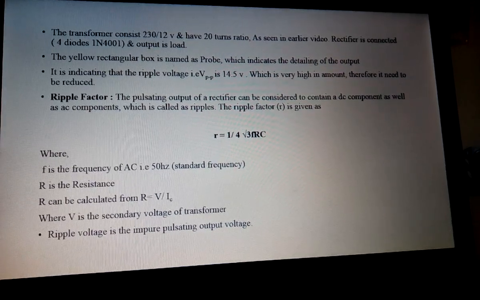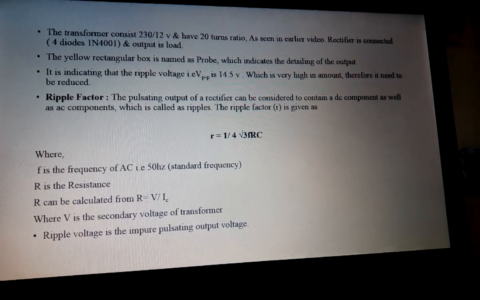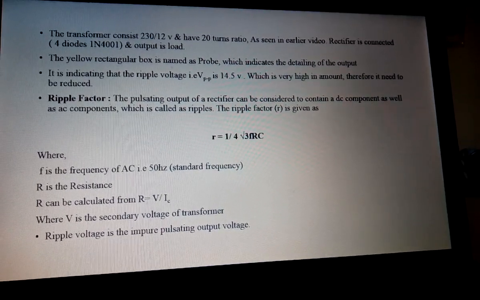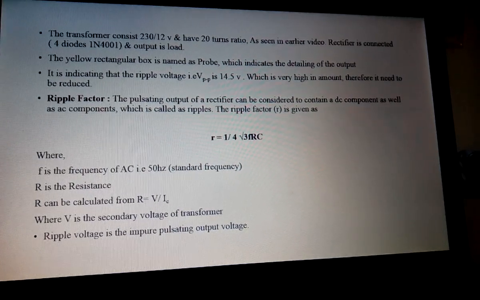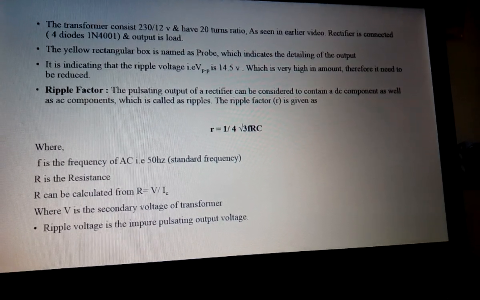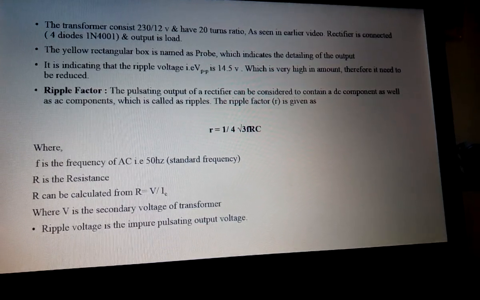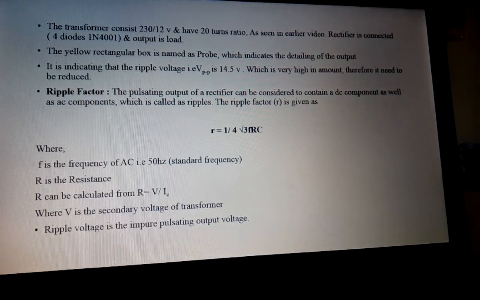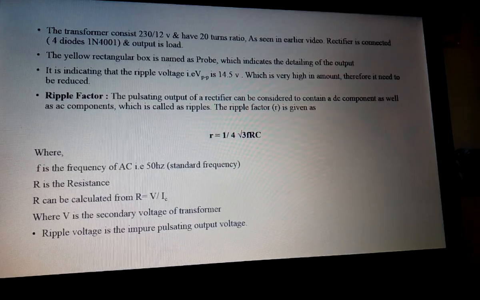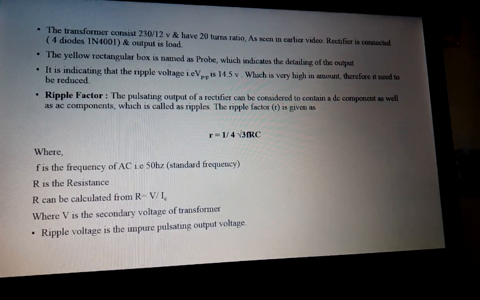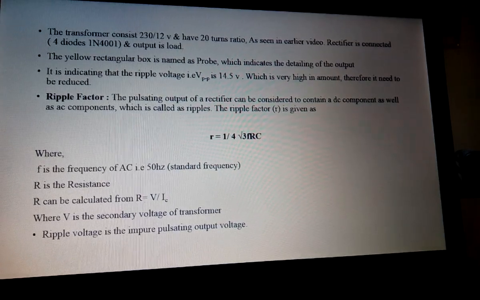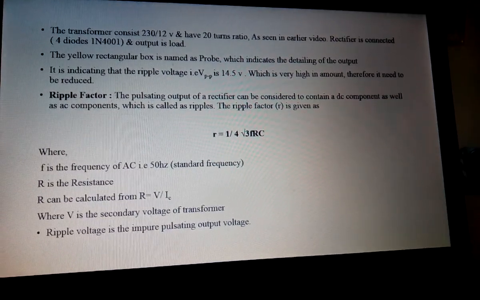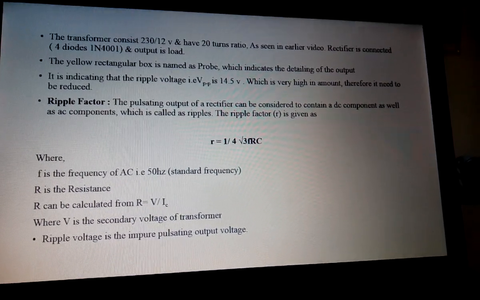Now ripple factor. What is ripple factor? The pulsating output of a rectifier can be considered to contain a DC component as well as an AC component, which is called ripples. The basic formula for ripple factor is r equals 1 by 4 into root 3 f R C, where f is nothing but frequency as we have discussed earlier, which is the standard 50 Hz. R is the resistance. R can be calculated from R equals V by I, the basic formula, where V is the secondary voltage of the transformer, and ripple voltage is nothing but the impure pulsating output voltage.